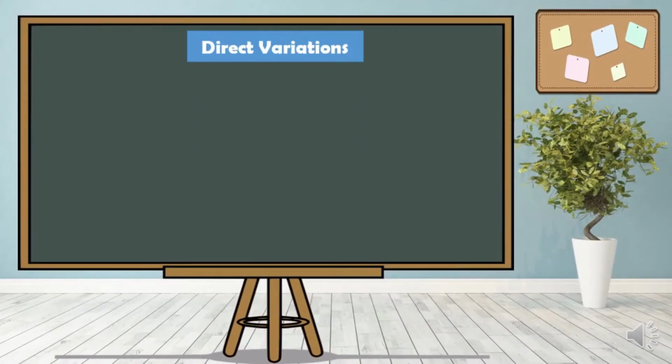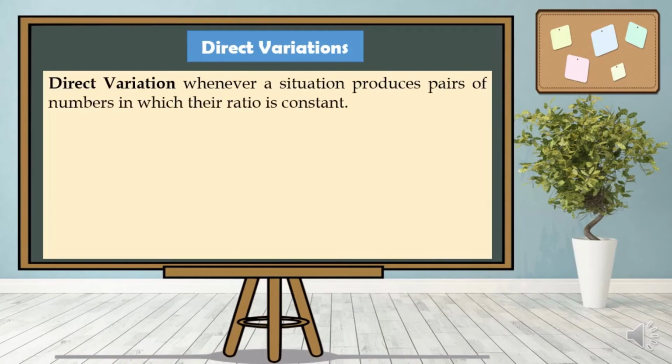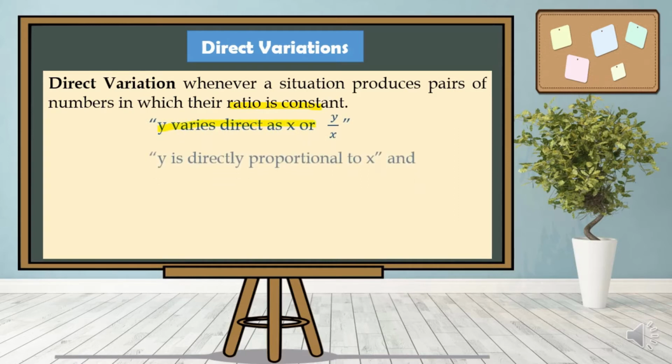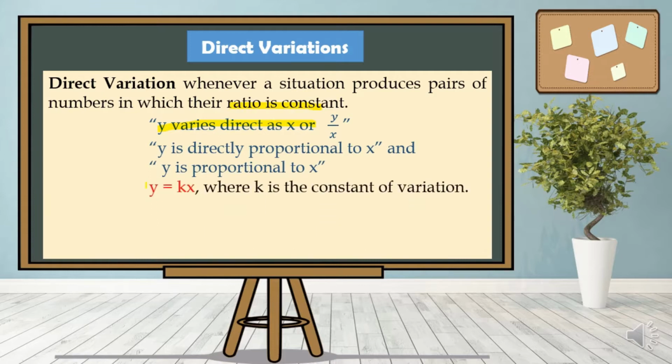First, we have direct variations. Direct variations happen whenever a situation produces pairs of numbers in which the ratio is constant. The statement "y varies directly as x," or "y over x," "y is directly proportional to x," and "y is proportional to x" may be translated mathematically as y = kx, where k is the constant of variation.